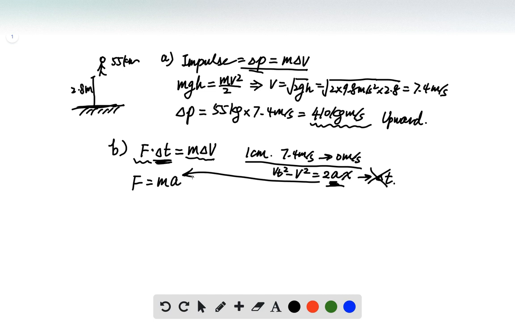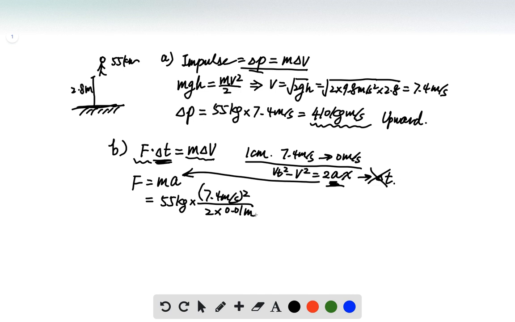So in this way, what we have is F equals 55 kilograms times a. What is a? a is vt squared minus v squared, which is also just 7.4 meters per second squared, divided by 2 times 0.01 meter. So that is the force that is required to stop this person.